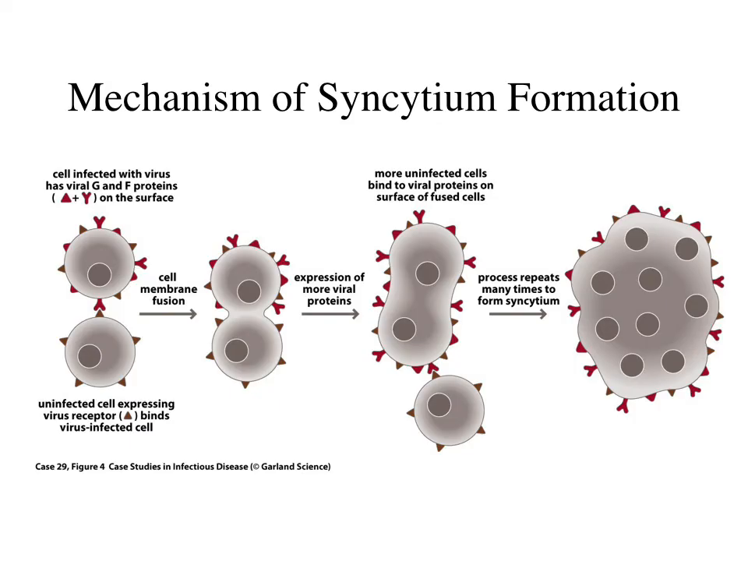So this is basically what's happening. You have the virus-infected cells that are expressing viral proteins, viral envelope proteins, on their plasma membrane. Those viral proteins can bind with the receptors on an uninfected cell, and the infected cell and the uninfected cell can fuse. And this can keep repeating until you get the formation of large syncytia.